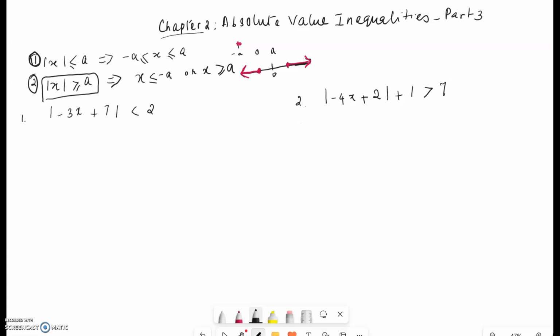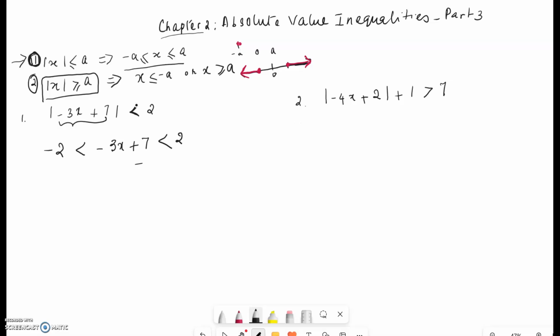Some more examples just like the ones on your chapter test. So we have the absolute value of negative 3x plus 7 is less than 2. So less than 2, we would apply rule number 1. The rule says that what's in here, the value negative 3x plus 7, lies between negative 2 and positive 2. Next, we solve for x.